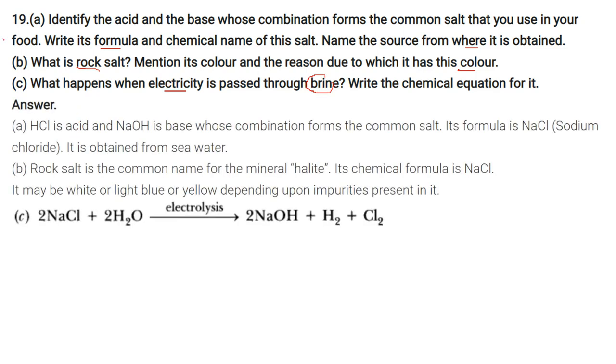So first is, HCl is the acid and NaOH is the base. Now when we combine them, it forms the common salt, that is NaCl. The formula is NaCl, sodium chloride, and it is obtained from seawater.